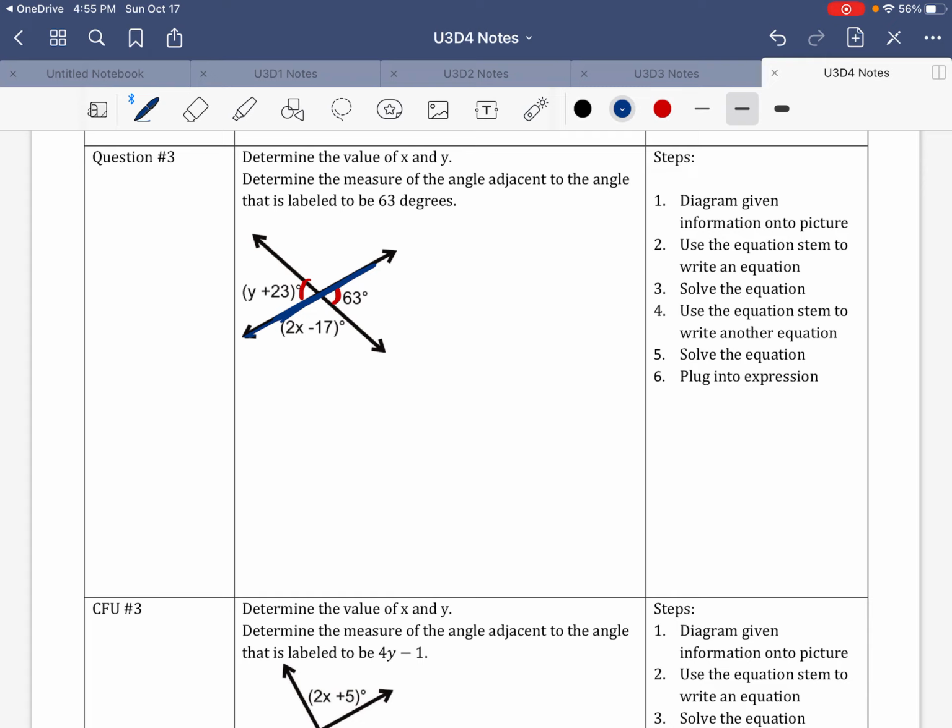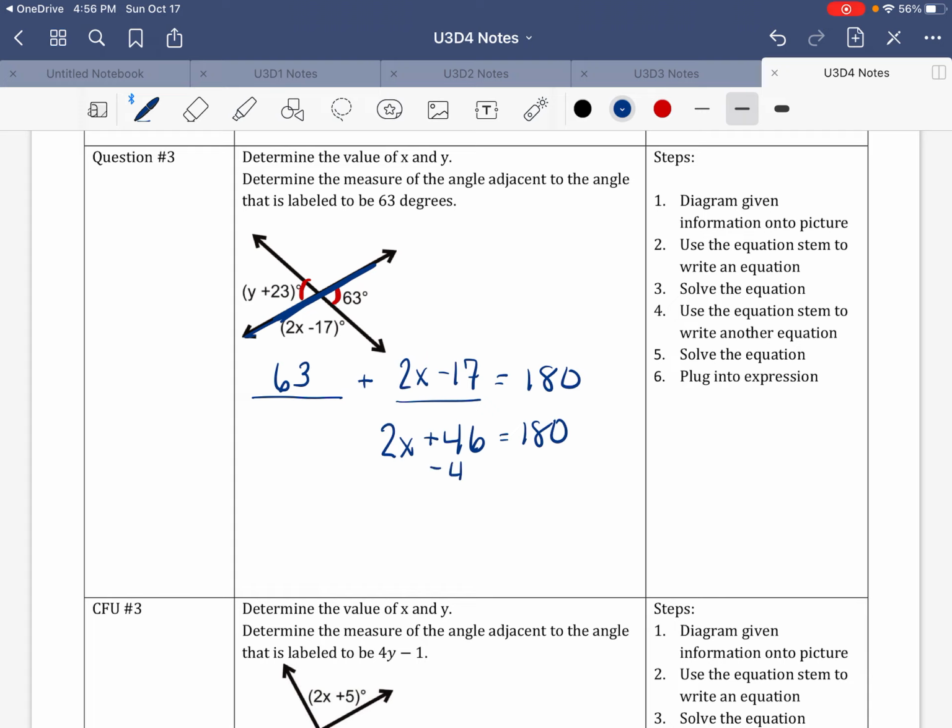So just so that we can demonstrate how our second equation stem works, we know that when you have a straight line, it equals 180 degrees. So I can use this plus this equals 180 degrees. Now the 2 angles that make up our 180 degree angle is 63 and 2x minus 17. Right? When I add those together, I need to start by combining my like terms. So I have to do 63 minus 17, and I get 46. So 2x plus 46 equals 180.